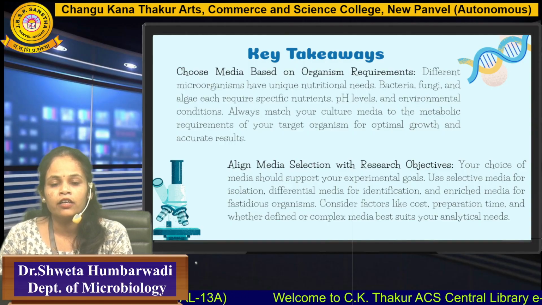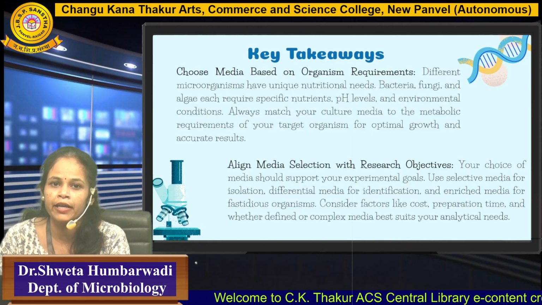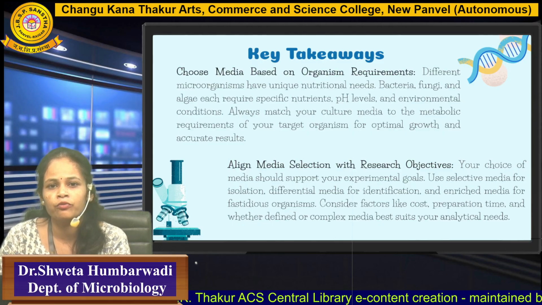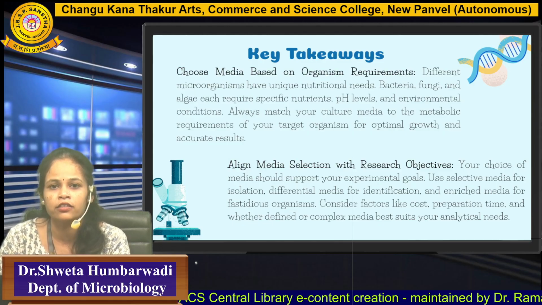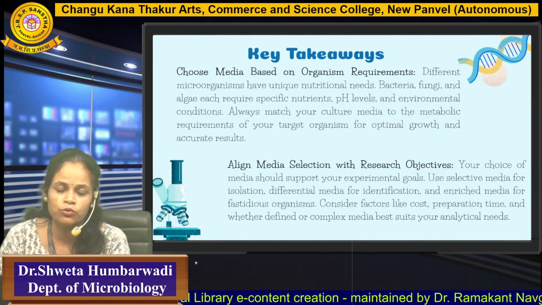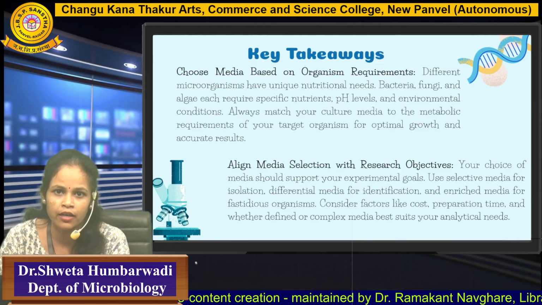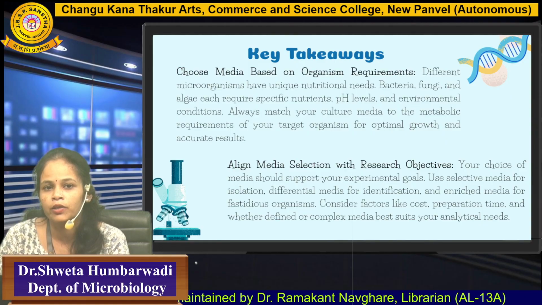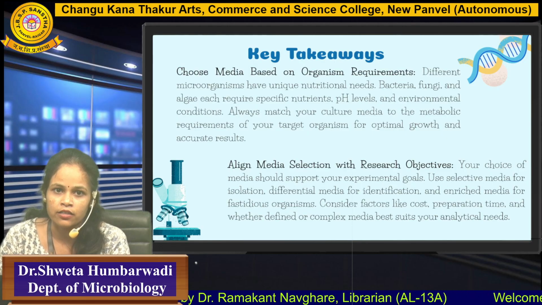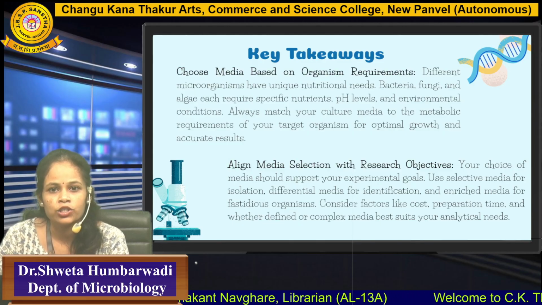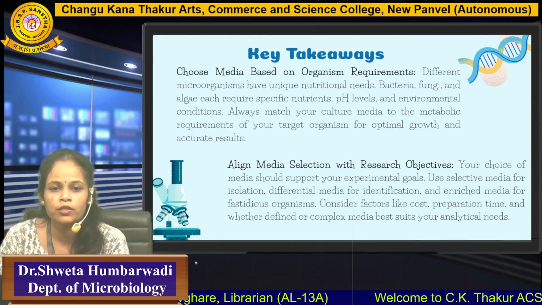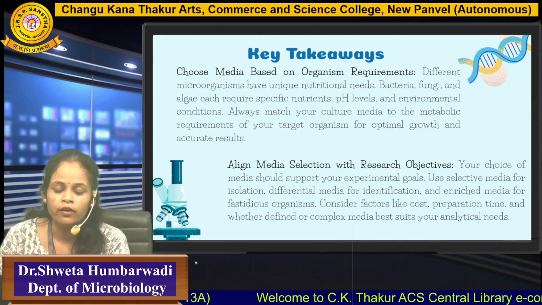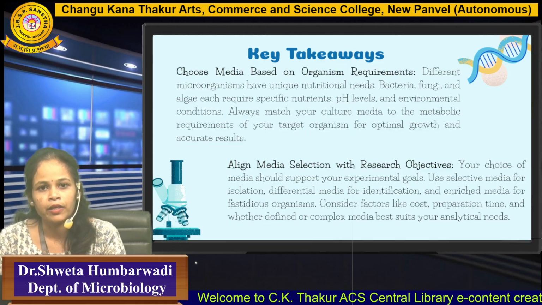So what are the key takeaways from this topic? Choose the media based on organism requirement. First of all, decide which type of organism you are going to isolate and study further. Accordingly, we have to use the selective media and then the differential media. These types of media are used for the identification of organisms on the basis of their growth pattern, culture pattern, etc. Then, align the media selection with research objectives. What are the objectives of research, where you are going to utilize it, and accordingly you have to prepare the media.